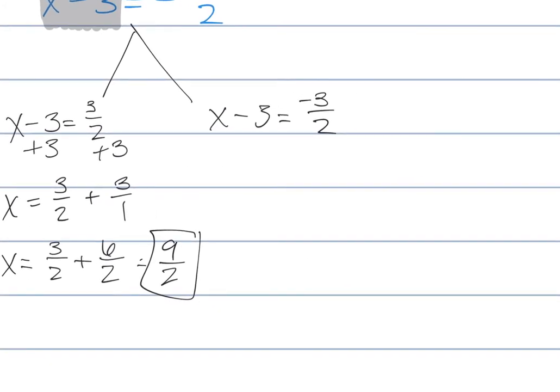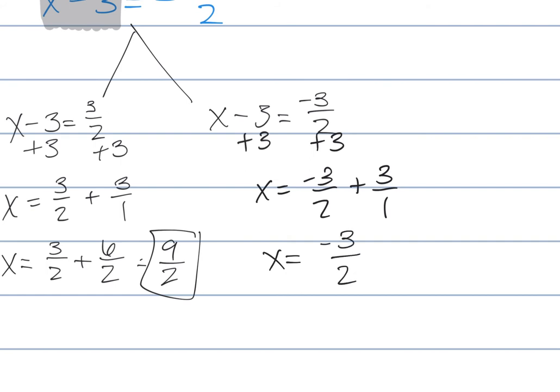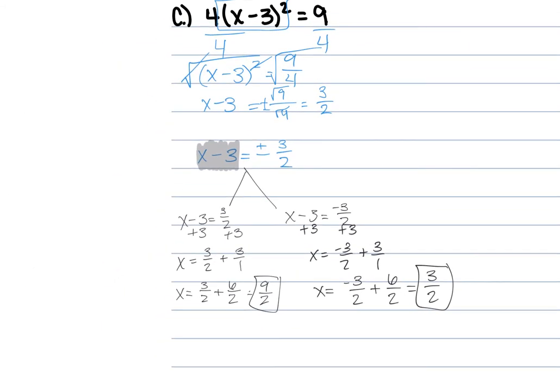And the other one, we've got to add 3 to both sides. Add 3. We got x equals negative 3 over 2 plus 3 over 1. Common denominator, x equals negative 3 over 2 plus 6 over 2, which is going to give me positive 3 over 2. So our two answers are 9 over 2 and 3 over 2.